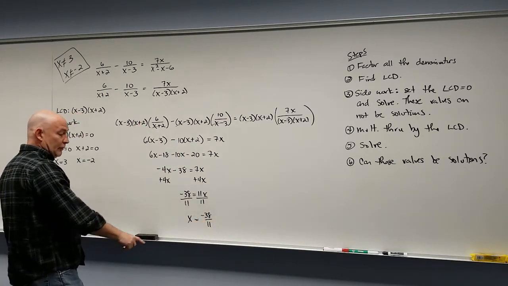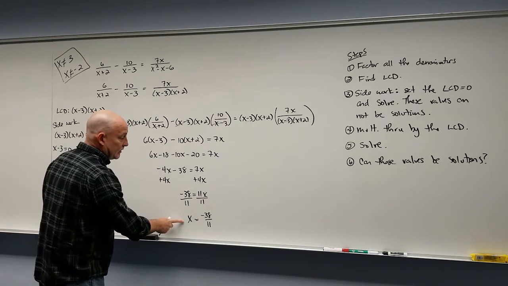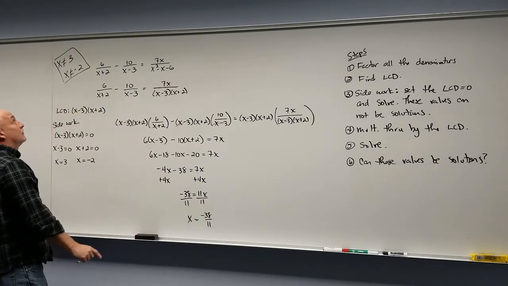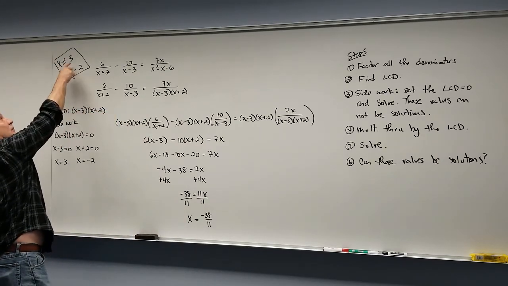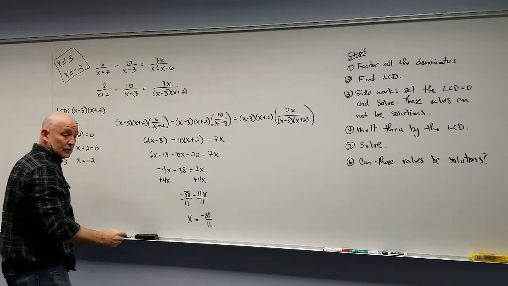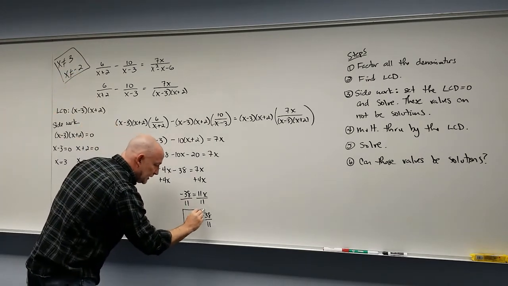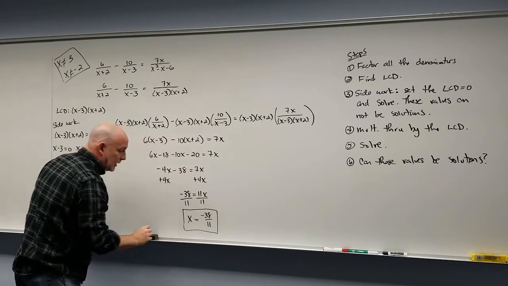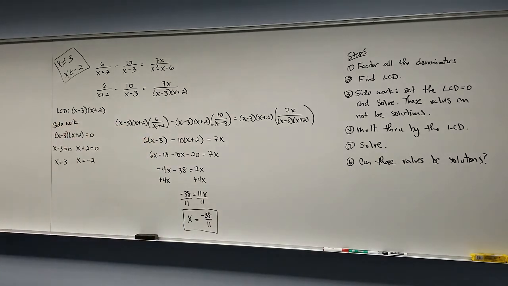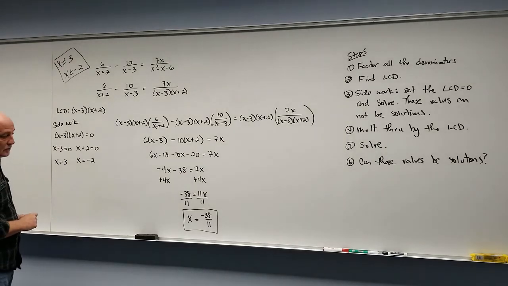All right, so before I put a box around that and say that that is my answer, is that allowed to be an answer? Well, yeah, the only thing that weren't allowed was a 3 and a negative 2. So we go ahead and put a box around that and say that is our answer. All right, so you notice it is a little bit of a longer problem, so make sure you're going step by step to make sure that you're not losing your place.